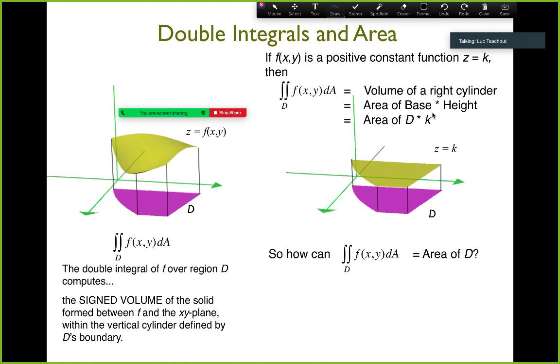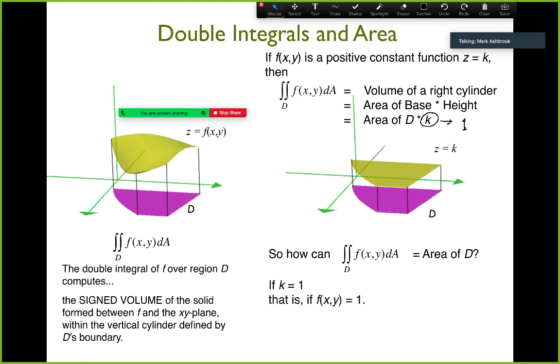Yeah, right? So do you see that if k was 1, then the double integral would be the area of D? So if I take a constant surface at height 1, then the double integral will be the area of D times 1, which is the area of D. So I'm tricking the double integral into giving me a volume that's the same as the area of the base. See that?